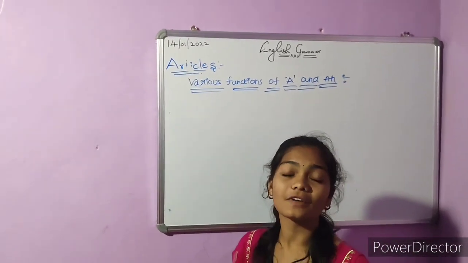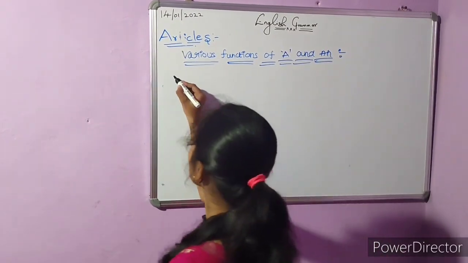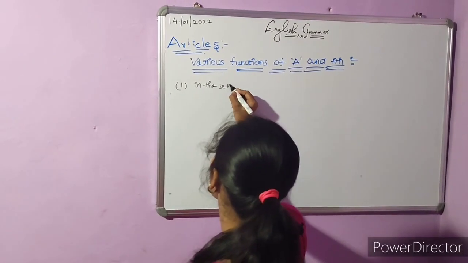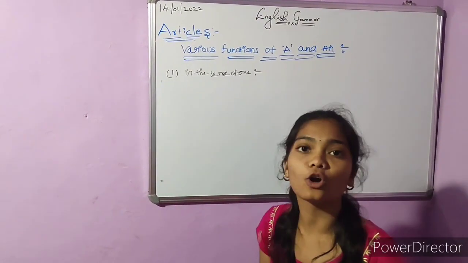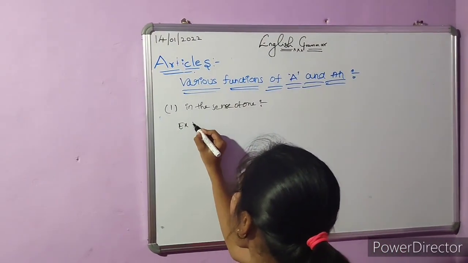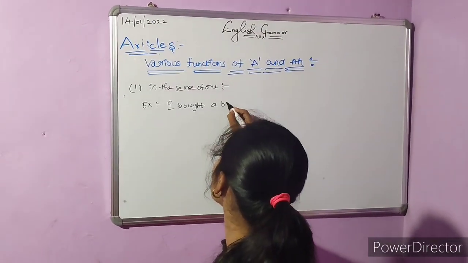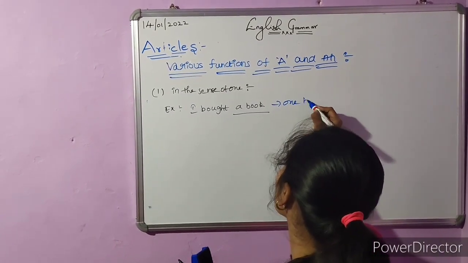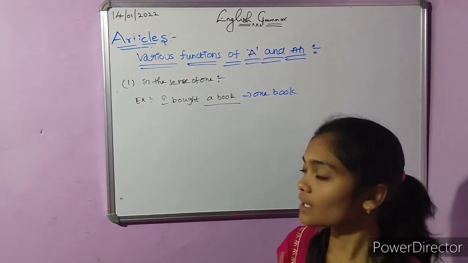Now let us discuss the various ways in which the articles a and an can be used. In the first case, in the sense of one. Here a and an give the meaning of one. For example, I bought a book. Here a book refers to one book. And I bought an umbrella. An umbrella refers to one umbrella.